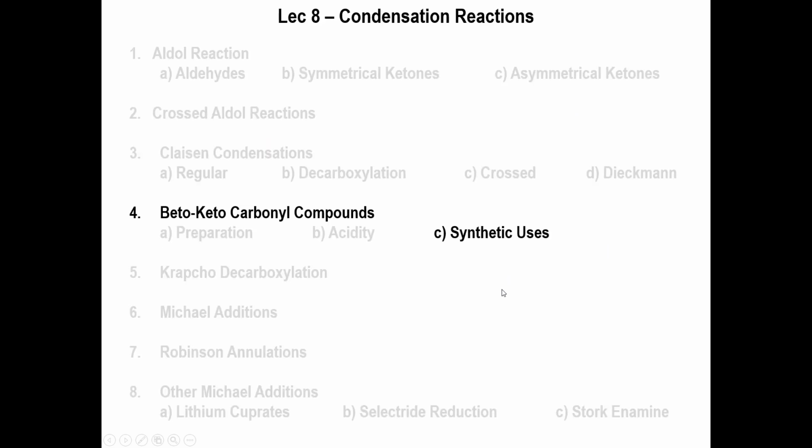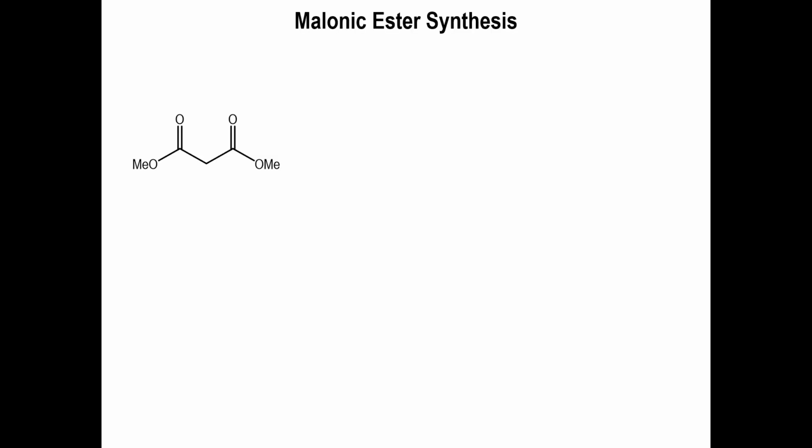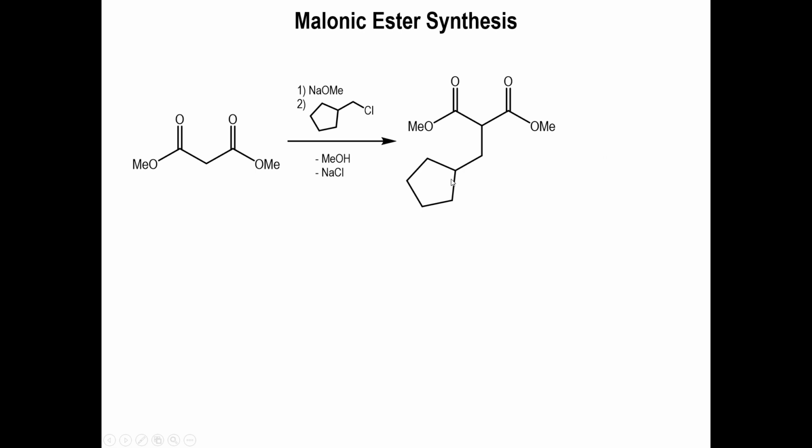Okay, so let's look a little bit at what we do synthetically with these things. Let's say that we go with the malonic ester derivative. So this one is dimethyl malonate specifically. What you could do is deprotonate the alpha carbon sandwiched between the carbonyls, and then you can introduce an SN2 substrate to it, such as this one right here. And that will allow you to introduce one alkyl group into that alpha position.